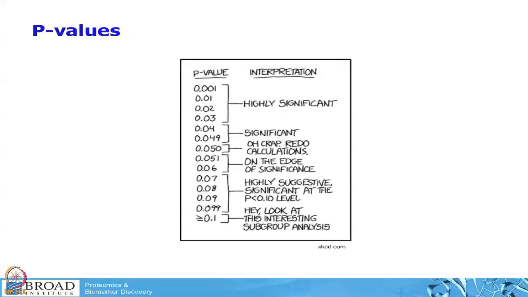And so when you run a test, you get a p-value. And this is like a cartoon that kind of says how people generally interpret p-values. So a p-value is the probability of a false positive. In a situation where you're looking at lots and lots of markers with lots of noisy data, with not too many samples per protein you're looking at, many times the p-value is just a ranking mechanism.